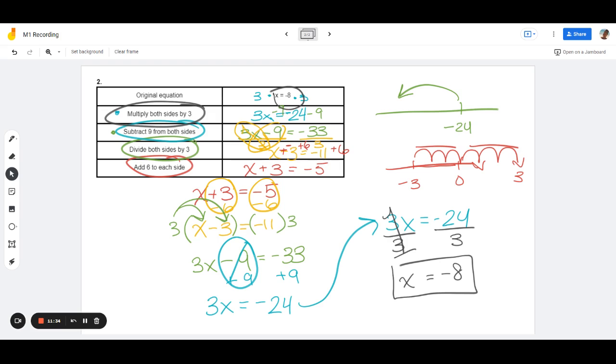There's going to be some combining like terms, like we did here and here. There's going to be some distributive property that you're going to need to use.